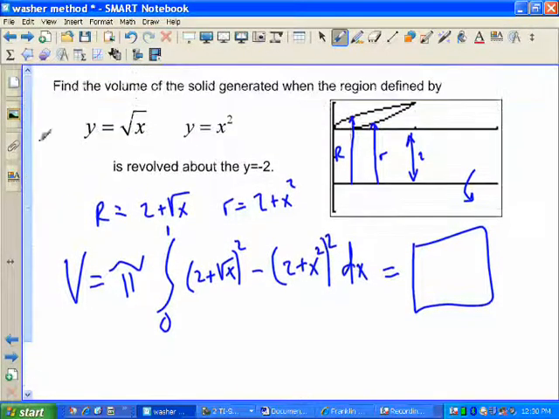So the process is not any different. We've just got to keep track of where we're rotating about when we're rotating about some other line other than just one of the axes. All right, last problem.